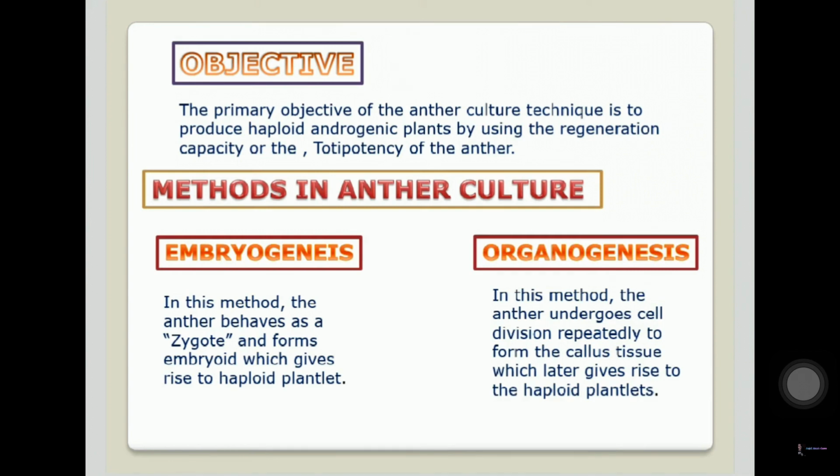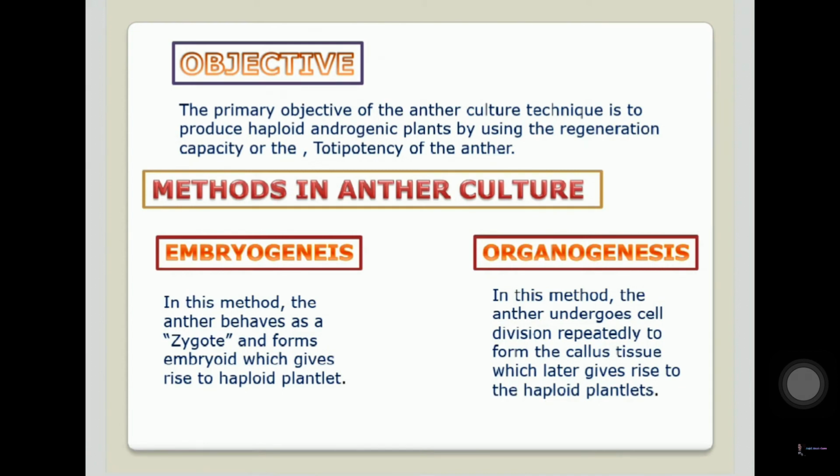There are two methods in anther culture. The first one is embryogenesis and the second one is organogenesis. Embryogenesis is a method in which the anther behaves as a zygote and forms embryoids. Now what is this zygote? A zygote is a cell formed from the union of two haploid cells. That's it, and it forms the embryoid.